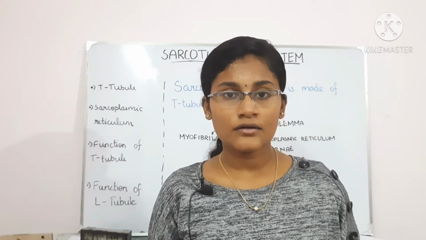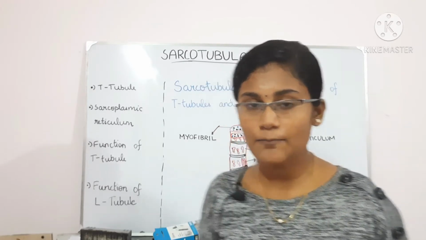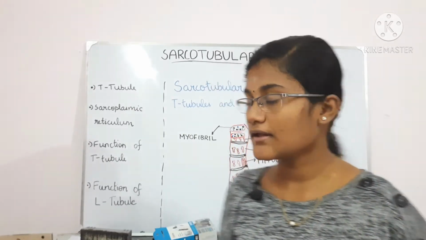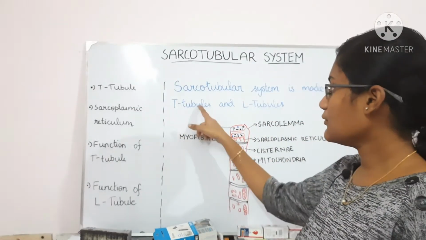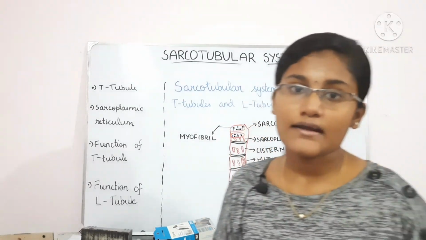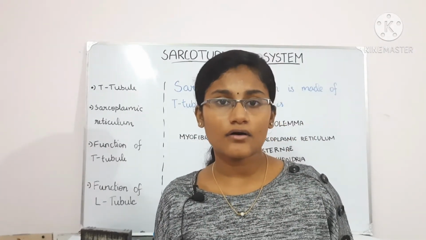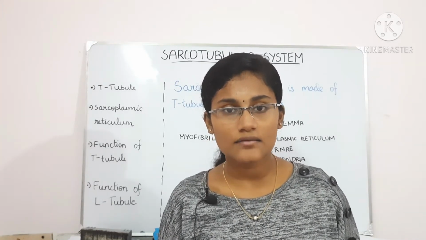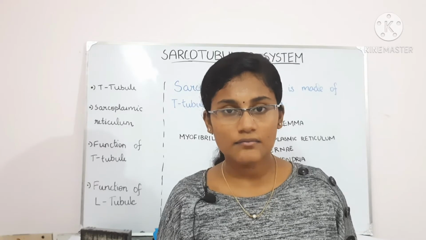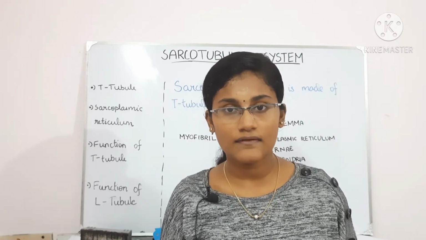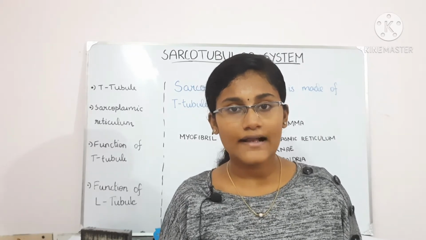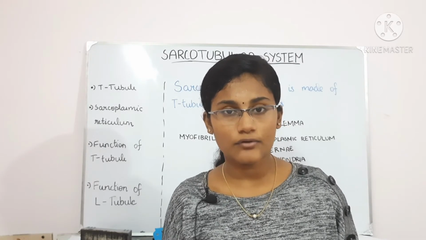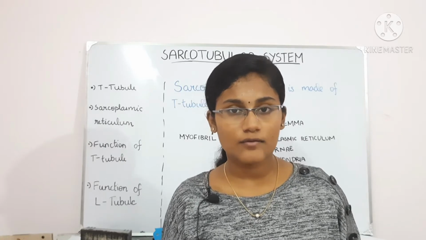The sarcotubular system is made up of two types of tubules, and these include the T tubule and the L tubule. Here the L tubule is also called the sarcoplasmic reticulum. This name is very similar to the endoplasmic reticulum, and the sarcoplasmic reticulum is actually the endoplasmic reticulum in other cells. The L tubule is also called the sarcoplasmic reticulum or the longitudinal tubule, and the T tubule is also called the transverse tubule.